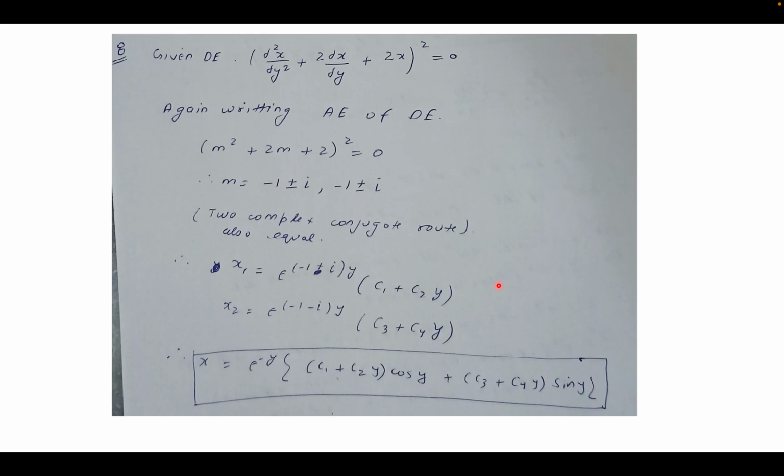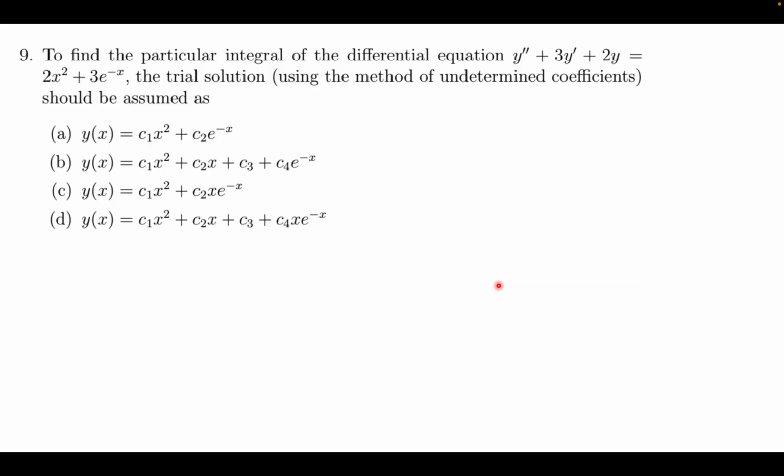So here I will move to the ninth question. Here again I tried to give you some other flavor of the type of problem. Now I have taken a non-homogeneous differential equation. You have y'' + 3y' + 2y = 2x² + 3^(-x). Since the double derivative appears in the problem, this is a second order differential equation, and since the right hand side is not equal to 0, you call it a non-homogeneous differential equation, right?